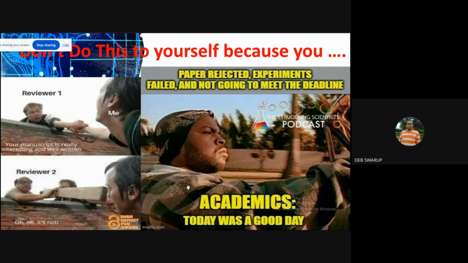Then the other meme says: papers rejected, experiments failed, not going to meet the deadline. We all have that deadline in our mind that by the month end we will apply to 2, 3 journals. I have a board in front of me, and it is written how many journals to submit in which days. So all these deadlines are never going to be met. So that's a good thing. We know it is never going to be met. We know life is difficult. So if it is like what we thought, then it was a good thing.